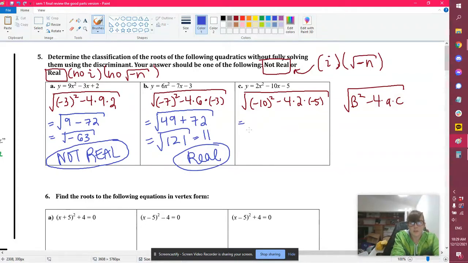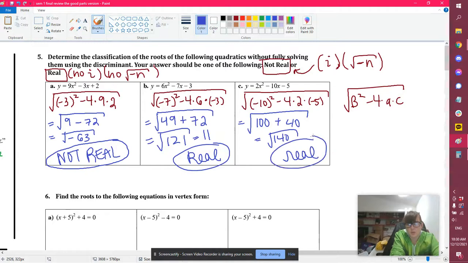And then here we get negative 10 times negative 10 is 100. 4 times 2 is 8. Times 5 is 40. Negative times a negative is a positive. So I get 140, which is a real number. Again, I could simplify this if I wanted to. I don't.